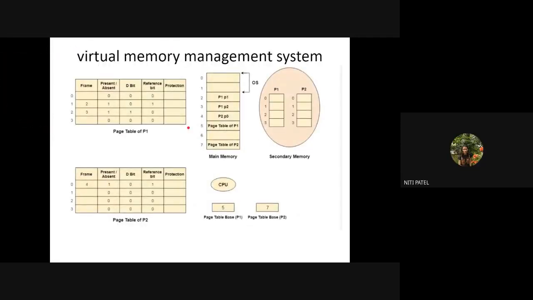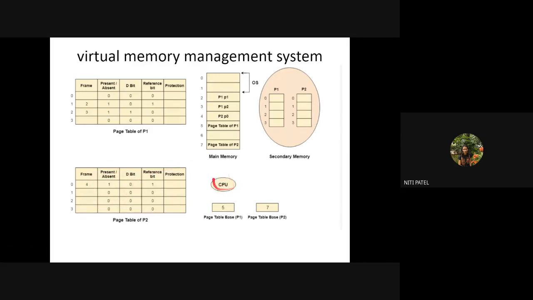Now let us see what this virtual memory management system is. We are almost aware of this, so let us repeat the same thing again. We have secondary memory, we have main memory, we have the CPU, and we have the page tables for the pages inside the secondary memory. Now, what is there in the secondary memory? I have two processes, process P1 and process P2. P1 is divided into 4 pages, 0, 1, 2, 3. P2 is divided into 4 pages, 0, 1, 2, 3. This is the page table of P1, and this is the page table of P2.